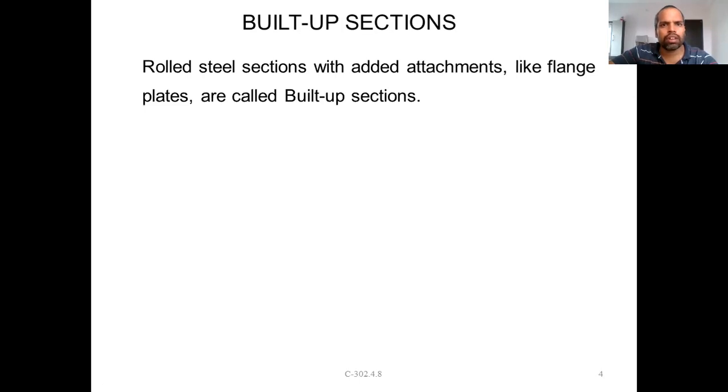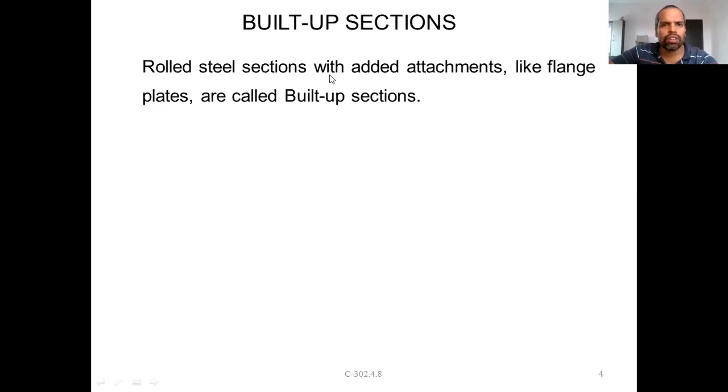Built-up sections are sections in which two or more sections are combined together to form a single section. Generally it is a rolled steel section, along with some additional attachments, like flange plates. This is one example.